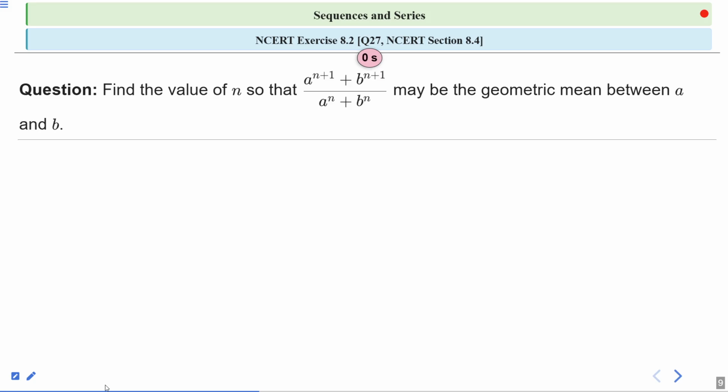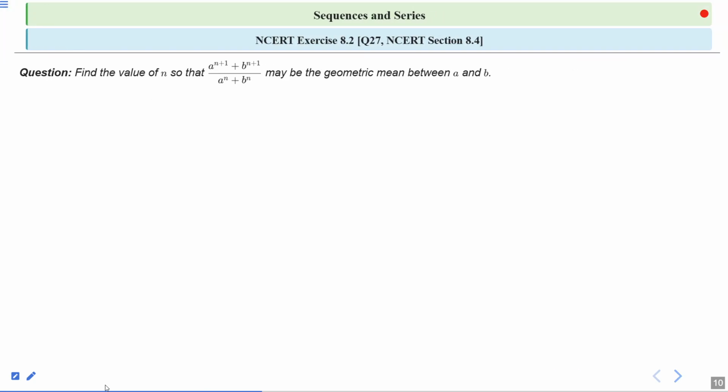Okay, your time is over. So now we will see the solution of this problem. First of all, see the question. Basically we have to find the value of n, so that a to the power n plus 1 plus b to the power n plus 1 divided by a to the power n plus b to the power n may be the geometric mean between a and b. So the answer is n equal to minus 1 by 2. That means the value of n is minus 1 by 2.